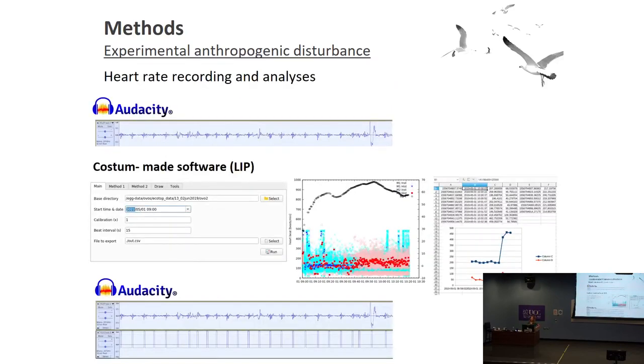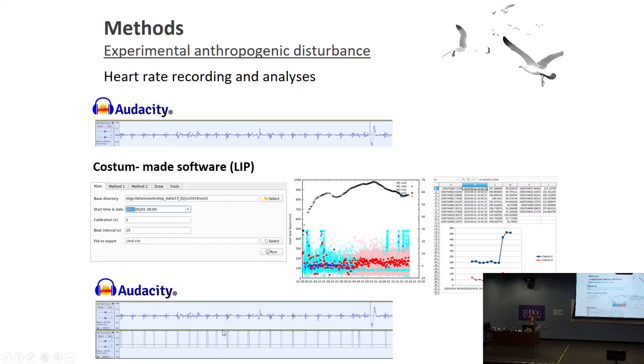The eggs provided us with a sound file that we could listen to and open in Audacity that looked like this. Through custom-made software developed by the Laboratory of Instrumentation and Experimental Particle Physics at the University of Coimbra, we could automatically translate the sound file into heart rate. This exported a CSV file with the heart rate of the individual. It also provided us with a debug file that we could check manually in some files, to see if the software was really detecting a heartbeat of the bird, which is what you see here, and if it was matching correctly the heartbeats of the birds.